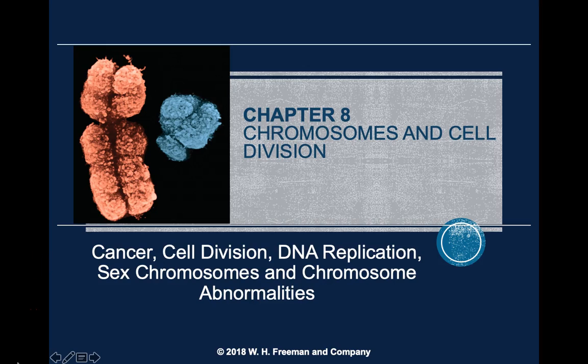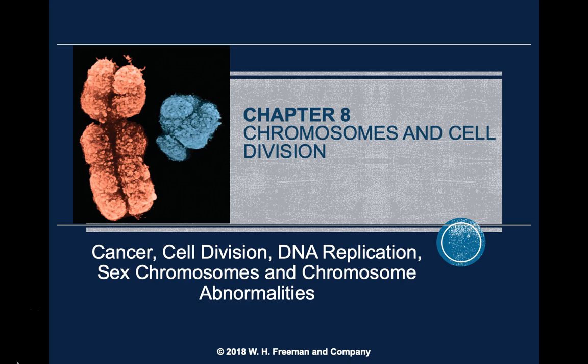In Chapter 8, we turn our discussion of genetic material to chromosomes and cell division. So every time a cell is going to pass on its genetic information, it has to divide. There's different types of cell division. We'll talk about those, and there's many different reasons for cell division. But the ultimate goal of all cell division is to pass on genetic information faithfully to the next generation of cells.